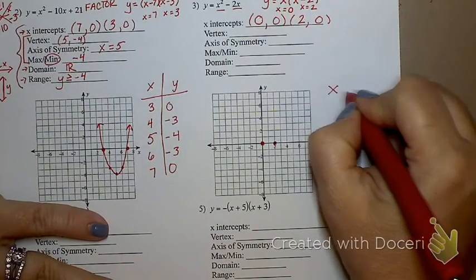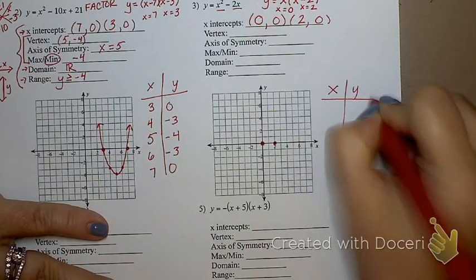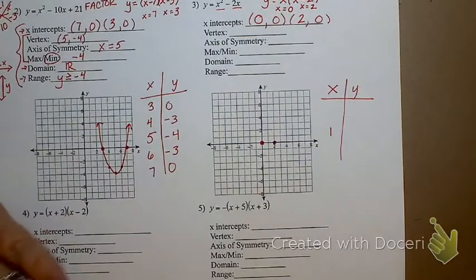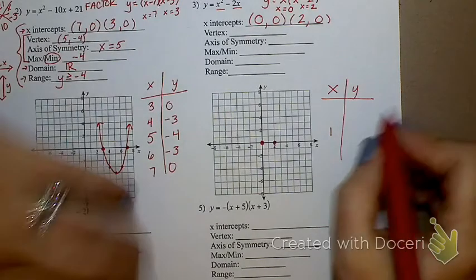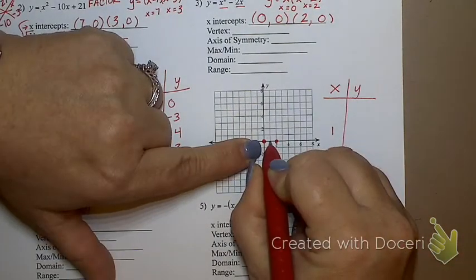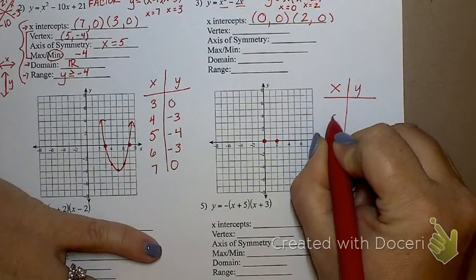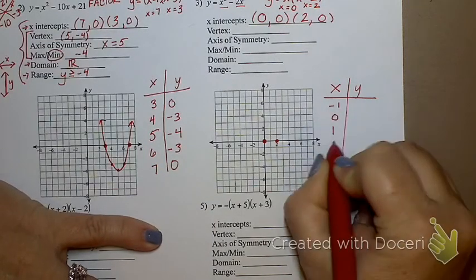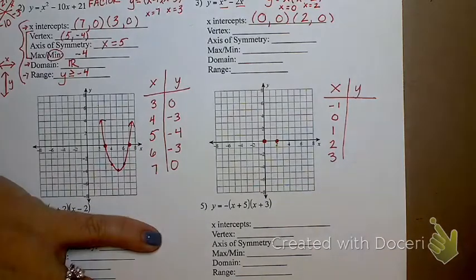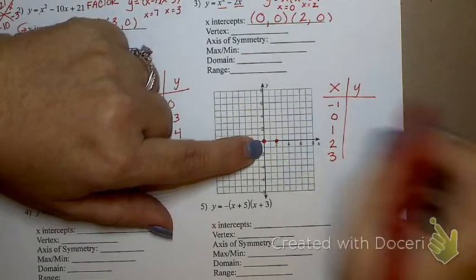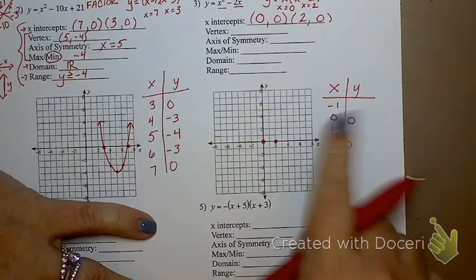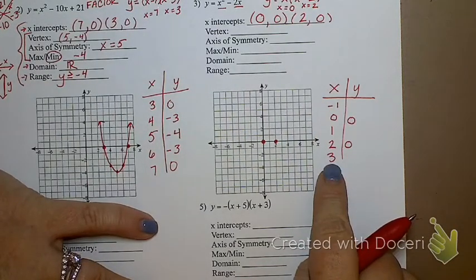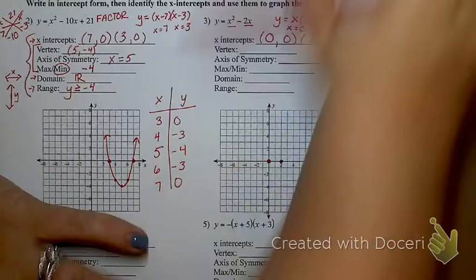Where is my vertex going to be? 1. How do I know it's at 1? It's in between both of the intercepts. I picked 1 because it's right in the middle. So if I pick my values around there, 0 and negative 1, 2 and 3, which ones do I already know? 0, 0 and 2, 0. So I need to find what negative 1 and 3 are. Those will be the same. And then I need to find what 1 is.